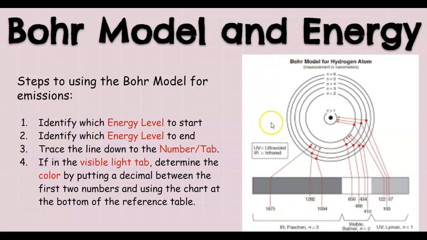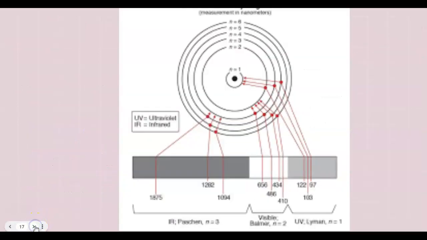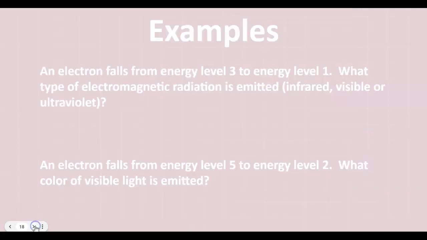And this particular one I have on these slides is a little bit fuzzy. The one that you guys have in your reference tables is a lot better, okay? So you're going to trace that line down to the number, and then if it's in the visible light tab, you have to use the electromagnetic spectrum to determine the light that is given off, okay? So again, you guys have an example of this in your reference tables that we will be using.